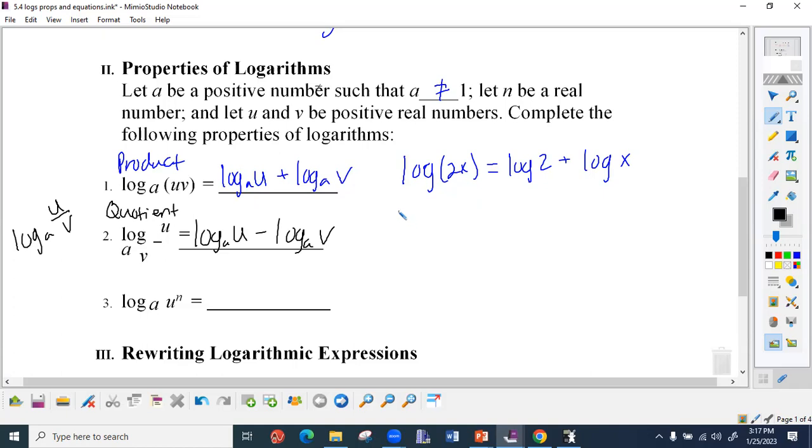So let's do a little quick example. Log base 2 of x divided by 4. What does that become? Log base 2 of x minus log base 2 of 4. Perfect. Bam. How do you feel about the quotient? Good? Doable? All right. Still with me?